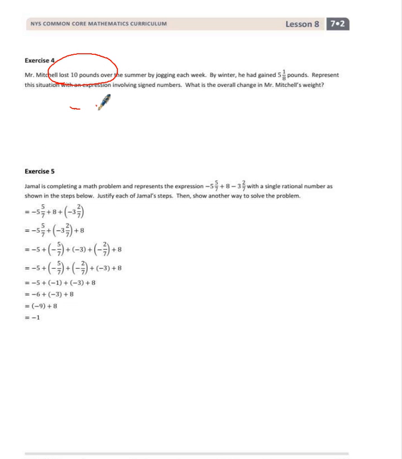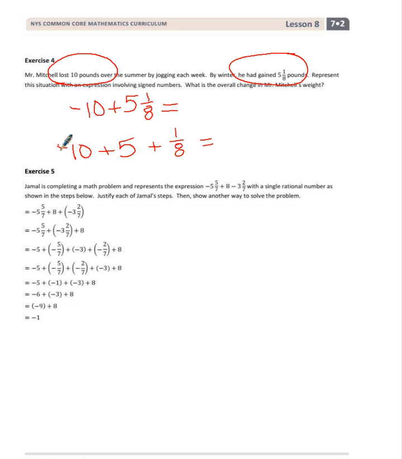Good. It's like when we played football, right? And we went backwards and we lost yards. Okay, we lost 10, negative 10. And then in the winter, he gained some. Is that a minus or a positive? Absolutely, it's plus, and he gained 5 1/8. So there is our representation. Now we need to actually solve it. Let's go ahead and break this up. Negative 10 plus 5 plus 1/8.